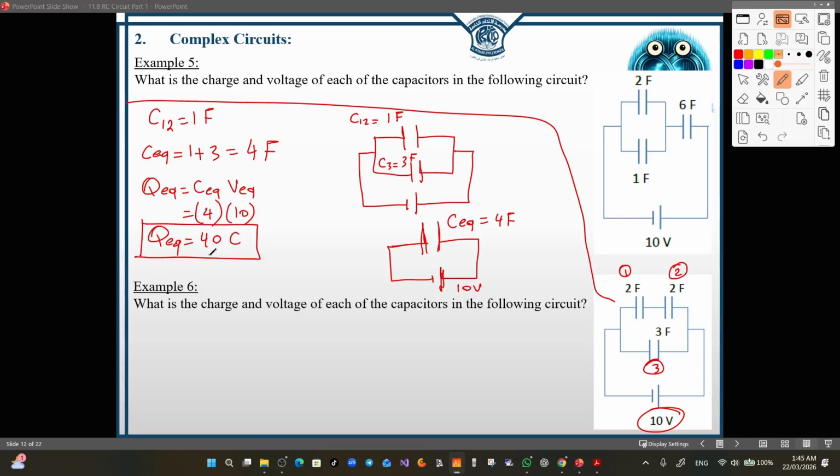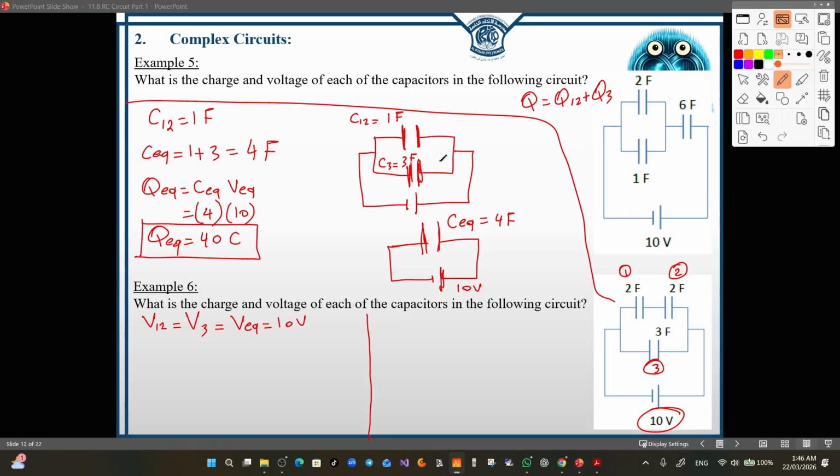Now this 40 coulombs is equal to the summation of the charges in this capacitor and in this capacitor, due to the fact that they are in parallel. So the charge in the equivalent of them equals Q1 plus Q2, or Q12 plus Q3. Now, since they are connected in parallel, they will have the same potential difference, and this potential difference is equal to the potential difference across the C equivalent. The potential difference across 1, 2 equals the potential difference across 3, which is equal to 10 volts.